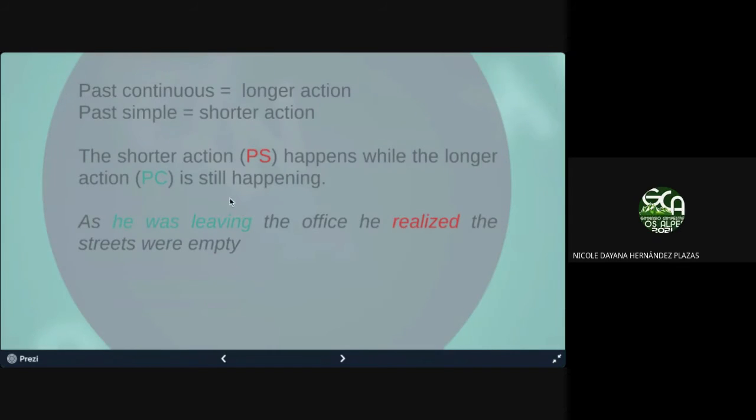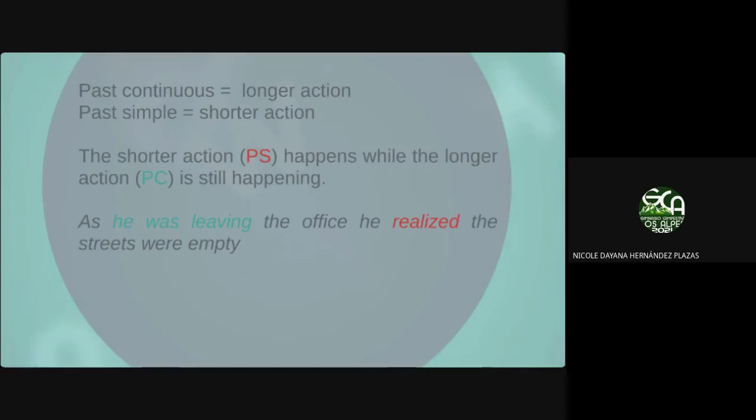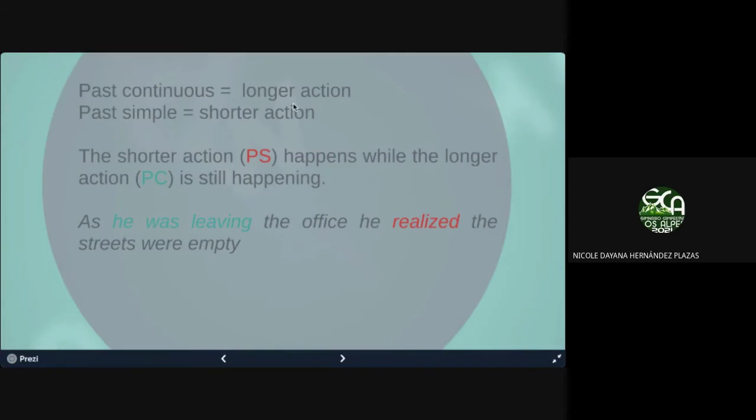So he stopped doing this because of this new thing that arrived. Él dejó de hacer una cosa porque se dio cuenta de algo, porque llegó una nueva acción a ponerse ahí a decir, no, esperen, paremos un momentico, porque ahora estoy yo. Voy a interrumpir lo que tú estás haciendo. Questions up to this point? The past simple is the shorter action that is going to interrupt past continuous, the longer action.